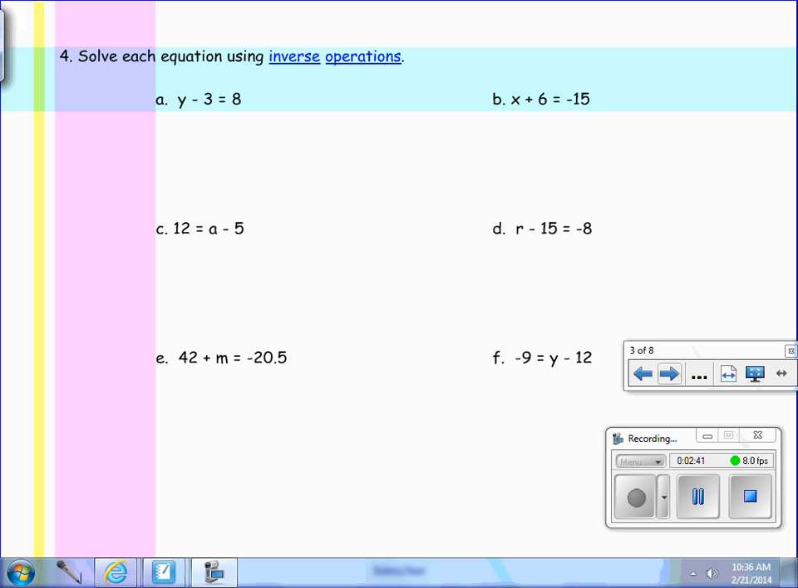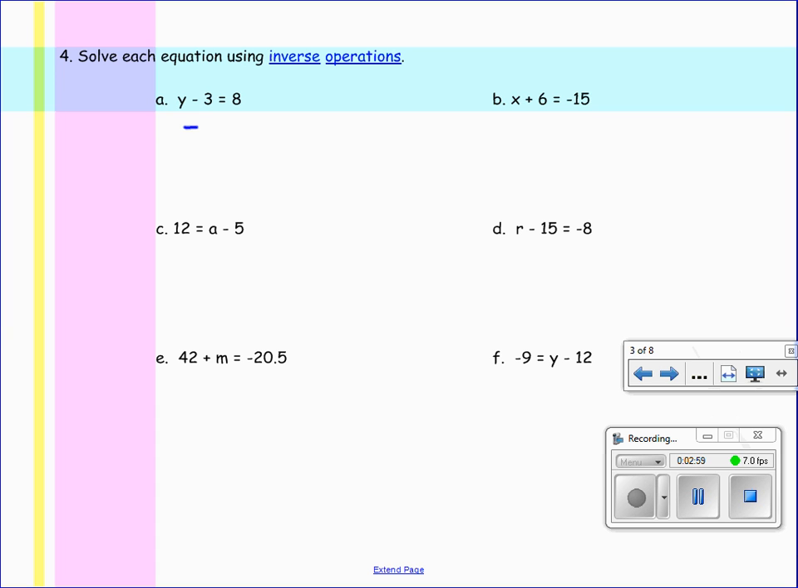Okay, so in example 4, we're going to solve each equation using the inverse operations. So we're going to undo. We're going to do the opposite. So what we do to one side of the equation, we have to do to the other. So in 4a, we're going to add 3 to this side. Then we're going to add 3 to this side.